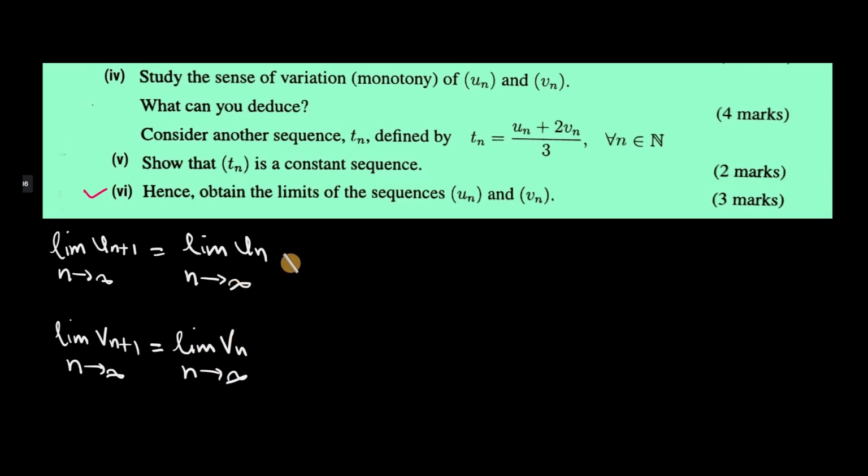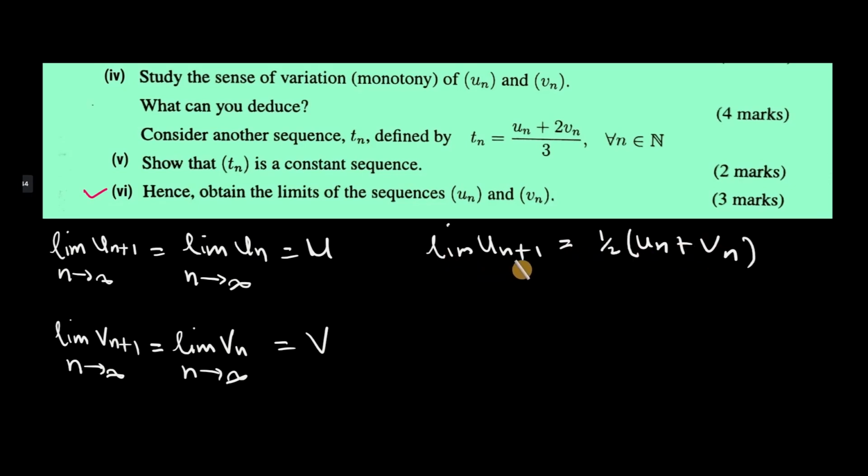Let us say the limit of Un was equal to U, and let's say the limit of Vn was equal to a constant V. But we know Un plus 1 is equal to half of Un plus Vn. It means lim Un plus 1 as n tends to infinity is equal to lim half of Un plus Vn as n tends to infinity. Lim Un plus 1 is U as n tends to infinity. That is, U is equal to half into U plus V.